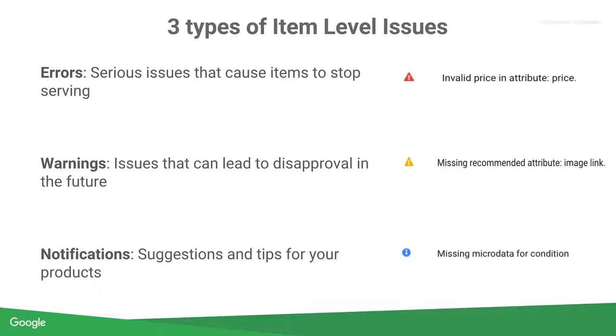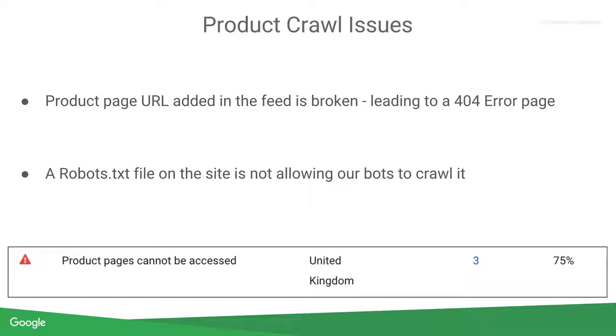Now that we know how to identify these issues, let's talk about some common item level issues and how they can be fixed. Let's start by talking about product crawl issues. If you see disapprovals in your account stating that we can't crawl some of your products, it's usually because of broken URL links that lead to 404 error pages. You can resolve this by checking your product page URLs and ensuring that they all lead to functional pages.